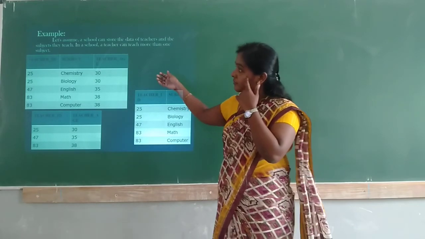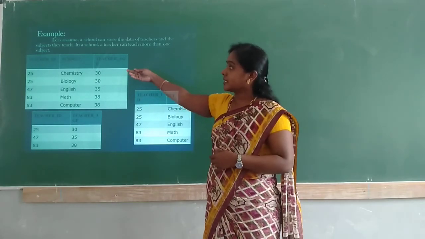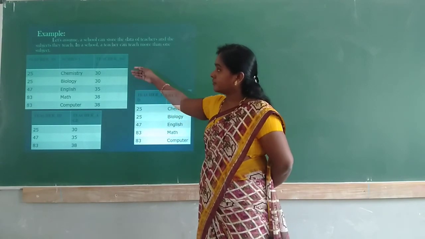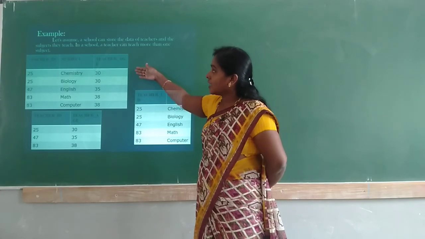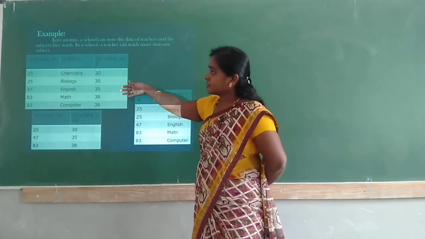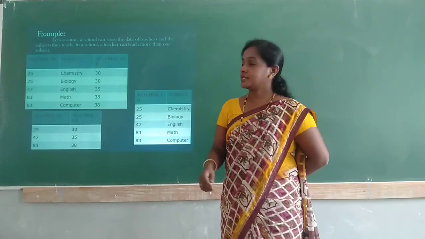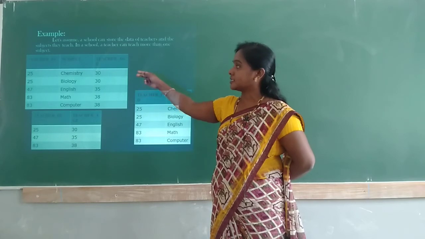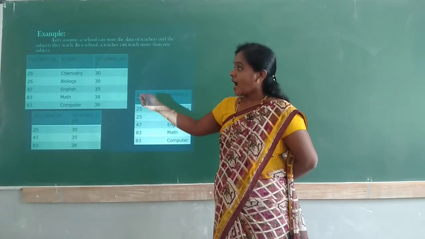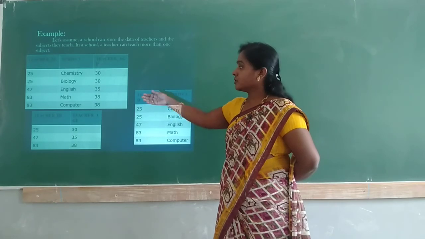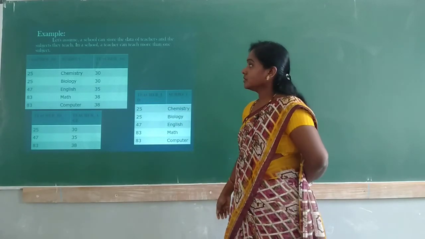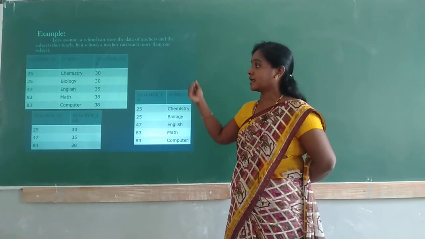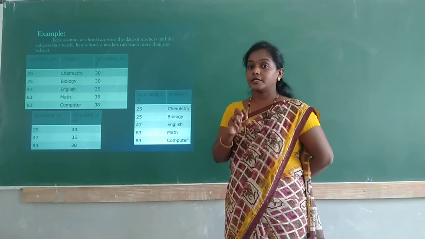So here we have a teacher table: teacher ID, subject and teacher age. We have different subjects and a teacher age, and the same teacher is teaching different subjects. Like teacher ID 25 is teaching chemistry and biology, and teacher ID 83 is teaching maths and computer. So how are we converting this table to second normal form? What is the condition?